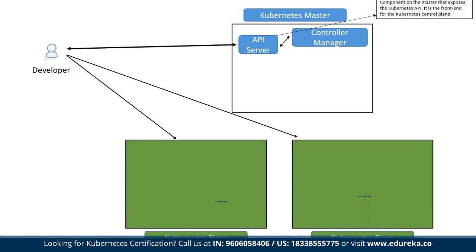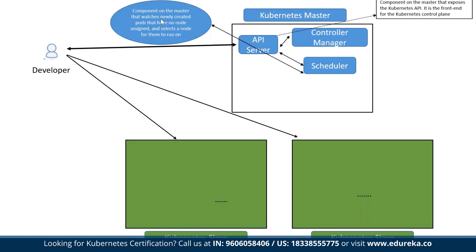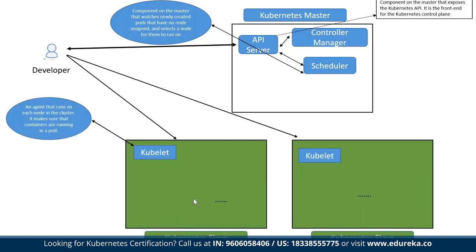Second is the controller manager, then the scheduler. The scheduler is the component on the master that watches newly created pods that have no node assigned and selects a node for them to run on. For example, when you give a replica count of 5, it will distribute these components across different virtual machines or nodes. Next is kubelet, guys. Kubelet sits on the master and slave. What is kubelet's job? Kubelet is an agent on the slave or master machine which ensures that your pods, which are nothing but containers, are running within the machine.